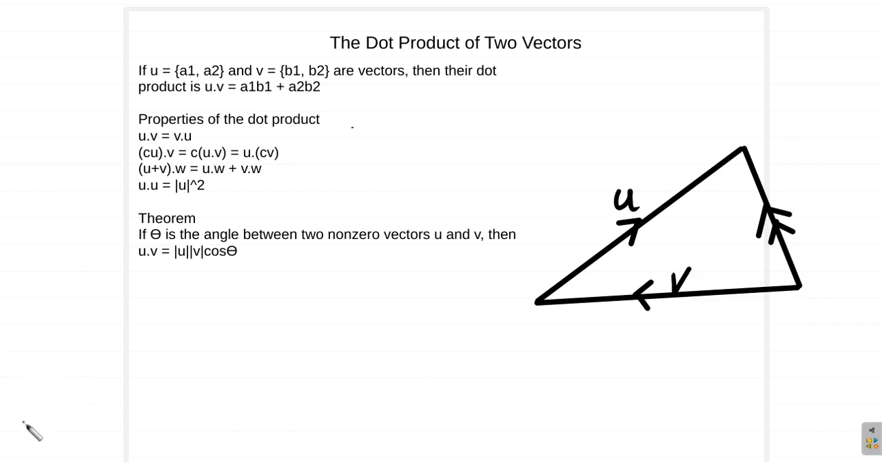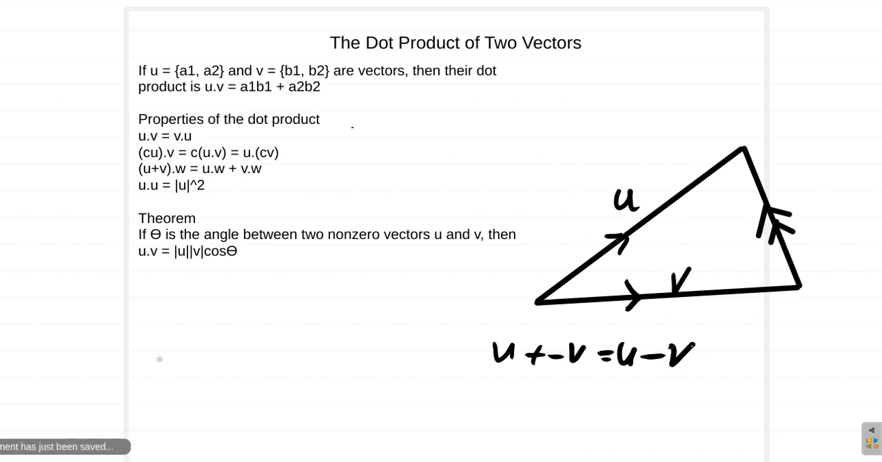Now, suppose you have a situation like this. Both vectors are leaving a certain point. Then what you're doing is u plus negative v, which is u minus v, because you turn v around in the opposite direction. Negative v is the inverse vector of v. And this is the angle theta.